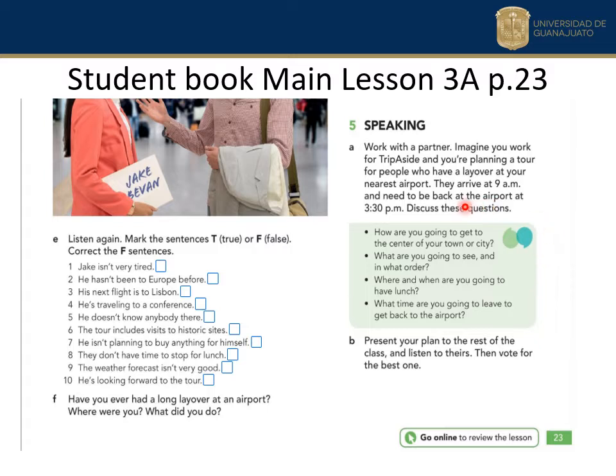Entonces, nada más para verificar, la actividad de communication es práctica, no van a enviar audio, y esta parte de speaking la vamos a cambiar nada más a que sea writing, ok, solo van a mandar las respuestas de estas preguntas que tienen aquí.